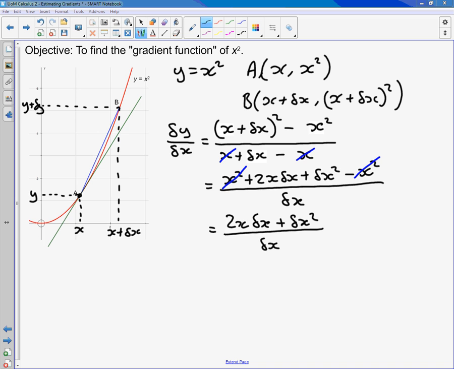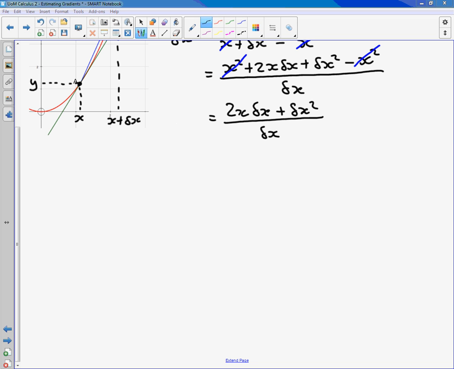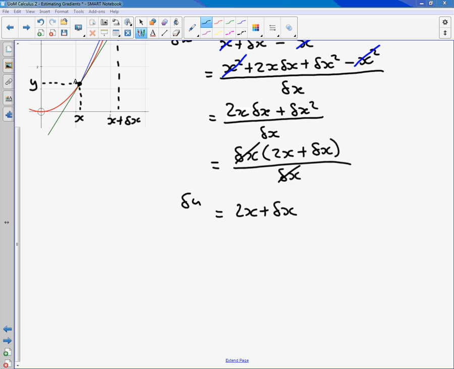Now hopefully you'll have spotted that we can take a factor out of that numerator, we can factorize it to give us delta x lots of 2x plus delta x, over delta x. And we can see that our delta x is cancelled. Delta x divided by delta x would be 1. That gives us 2x plus delta x. So delta y over delta x, the gradient of that blue chord, is 2x plus delta x.